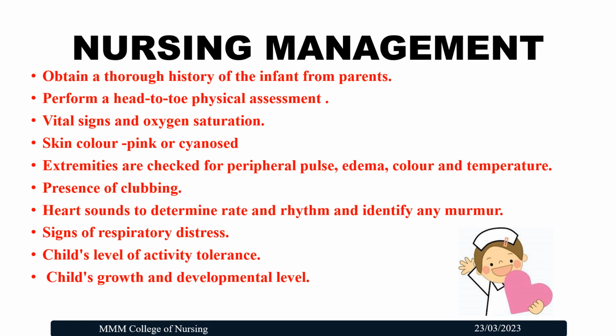Extremities are checked for peripheral pulses, edema, color and temperature, and presence of clubbing. Heart sounds are assessed to determine the rate, rhythm, and identify any murmur. Signs of respiratory distress. Child's level of activity, tolerance, and growth and development. So these are the nursing managements to be implemented on a patient.